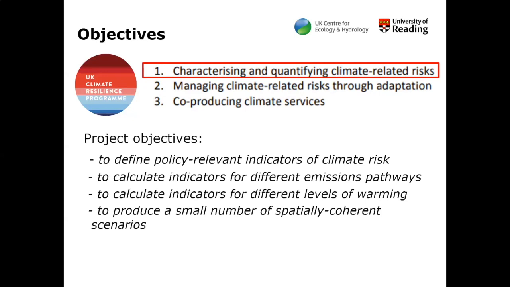We've got 4 specific project objectives, and the first is to look at policy relevant indicators of climate risk. I'll expand on what that means in a moment. And secondly, we wanted to look at these indicators with different emissions pathways, low emissions, high emissions, and so on. And thirdly, we wanted to look at these indicators at different levels of warming. What are the impacts at 2 degrees or 3 degrees or 4 degrees? And fourthly, we want to produce a relatively small number of spatially coherent multi-sectoral scenarios.